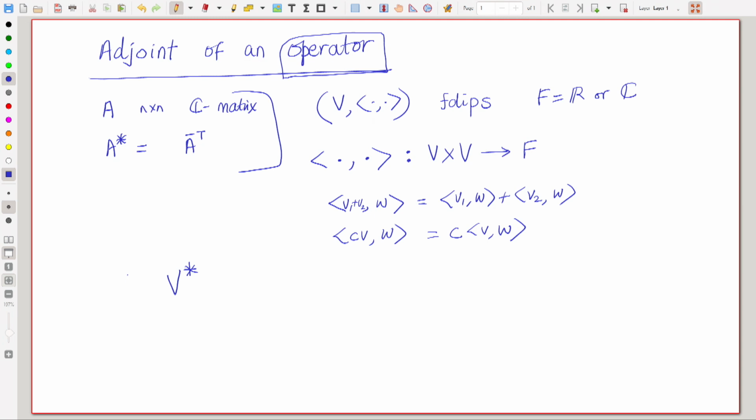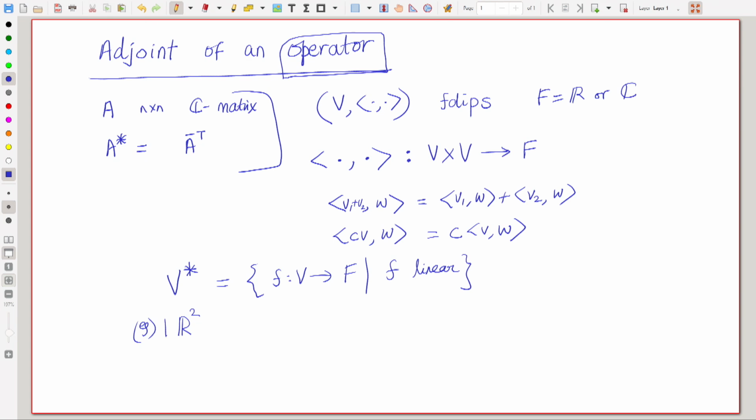So recall what is V star. It is called the dual space of V. V star is just all linear functionals. So this is the space of all linear functionals, meaning linear transformations from V to the one dimensional vector space F itself. So these are your V stars.